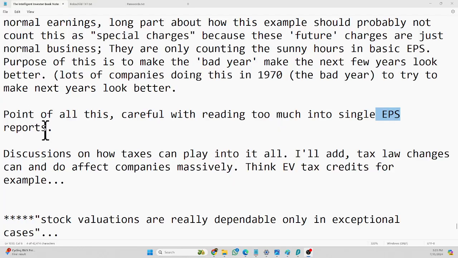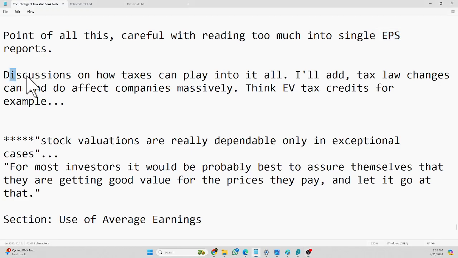And not even into the basic earnings, only into the earnings including the special charges, which, yeah, it seems like it was a manipulative situation. Then we have a discussion on how taxes can play into it all. I'm going to add here, to modernize this conversation a little bit, that tax law changes can and do affect companies massively.